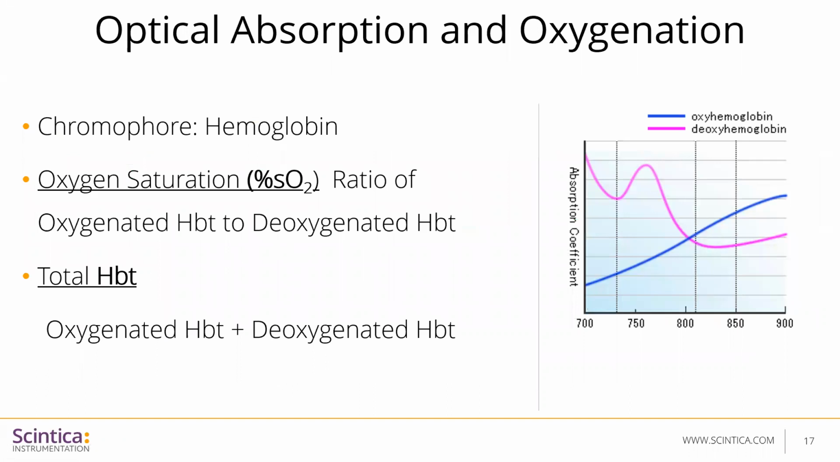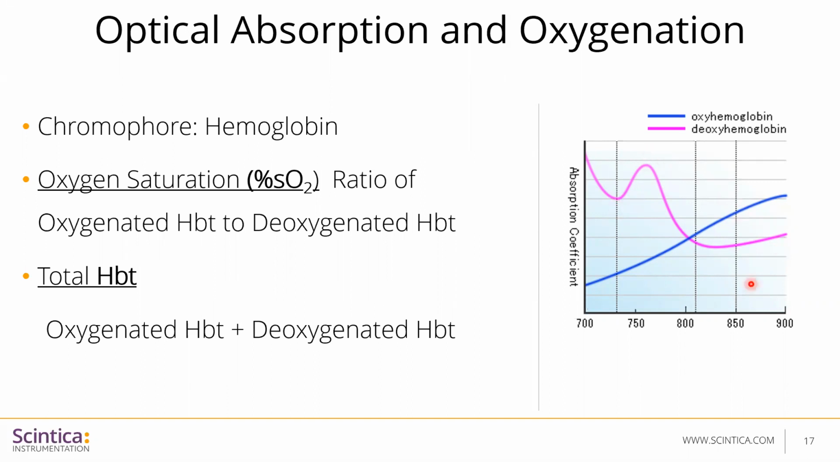So one of the optical chromophores is hemoglobin, which is found in our body. This hemoglobin can be bound to oxygen or it could be free. So oxyhemoglobin, which is blue in this graph, is bound to oxygen, and deoxyhemoglobin is unbound to oxygen.